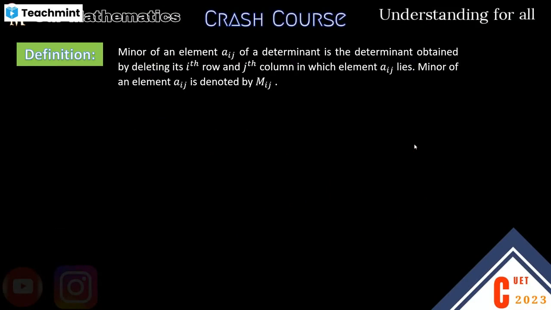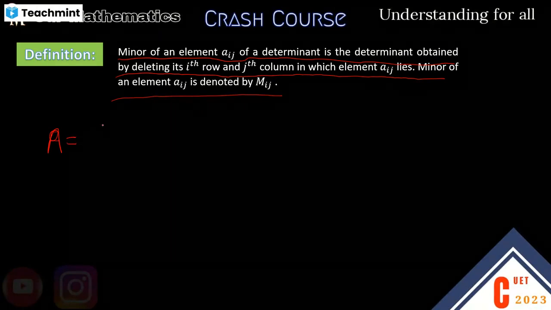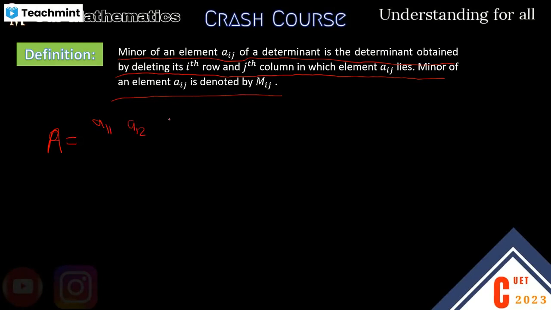Minor of a determinant, minor of an element of a determinant. The minor of an element aij of a determinant is the determinant obtained by deleting its ith row and jth column in which element aij lies. Minor of an element aij is denoted by Mij. For example, let us consider A equal to A11, A12, A13, A21, A22, A23, A31, A32, A33.